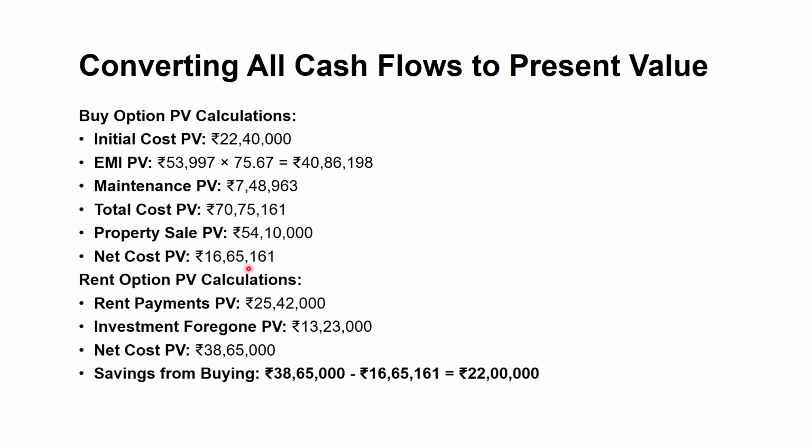So, for the rent option, escalating rental payments have a present value of 25.42 lakhs using the growing annuity formula. The investment opportunity foregone, the returns we miss by not investing 22.4 lakh, has potential value of 13.23 lakhs. So, total rent option cost: 25.42 plus 13.23 equals 38.65 lakhs.